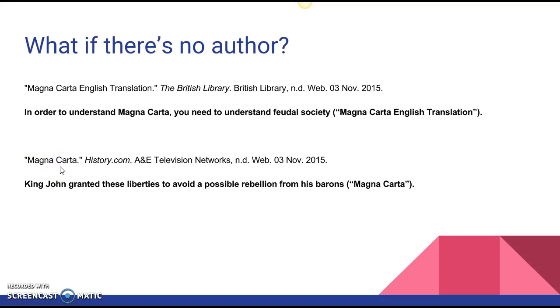Now let's just say, just for fun, that these two sources had the exact same website name. What if this were called Magna Carta and this were called Magna Carta and this didn't say English translation? They just both said Magna Carta. In that case, you would continue the citation to read Magna Carta, the British Library, Magna Carta, History.com, because your purpose is always to communicate clearly. Okay, so you want to use what's at the beginning of the citation.